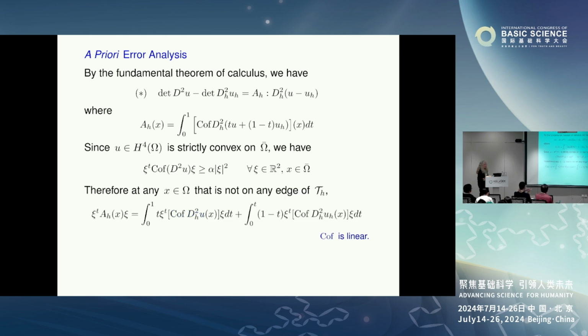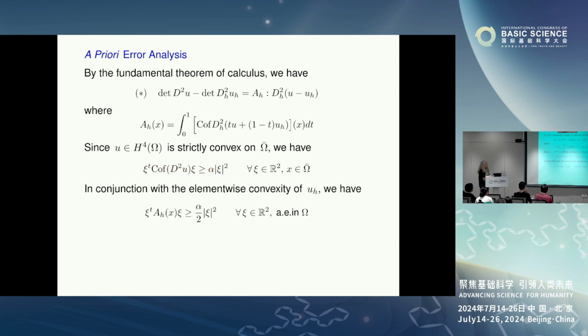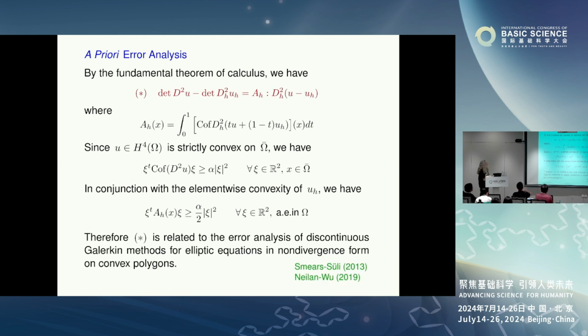At any point x that's not on any edge, we can then estimate this quadratic form. Our second integral is non-negative because UH is element-wise convex. We then apply this estimate in red and integrate. So now we have this lower bound for the quadratic form. Therefore, our equation star is related to the error analysis of discontinuous Galerkin methods for elliptic equations in non-divergence form in convex polygons.